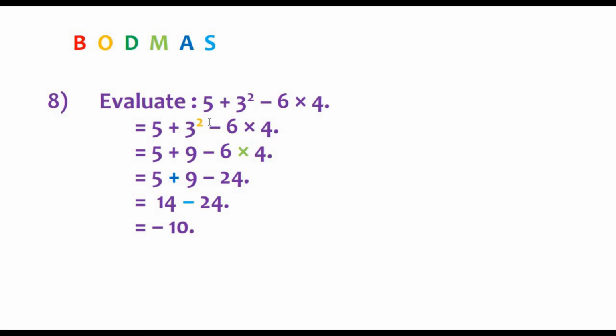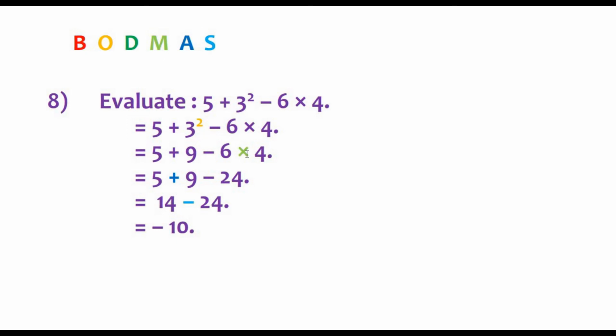Now we are left with addition, subtraction and multiplication. According to BODMAS, which has the most priority? It's the multiplication. So we need to sort that one secondly. 6 multiplied by 4 becomes 24. And now we are left with plus and minus, which means addition and subtraction. Both are at the same level.